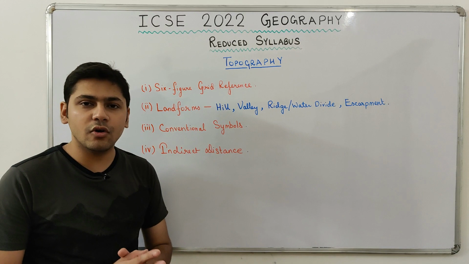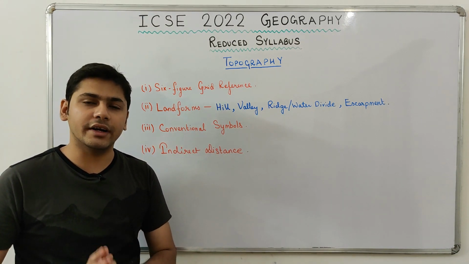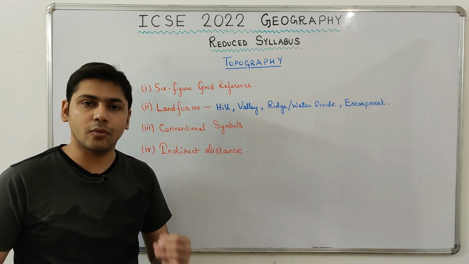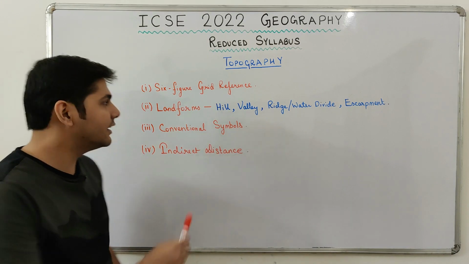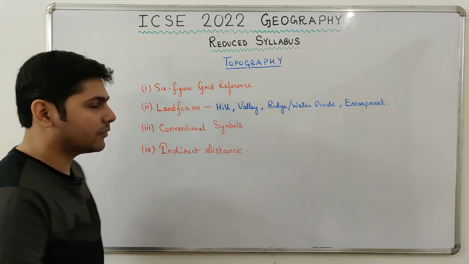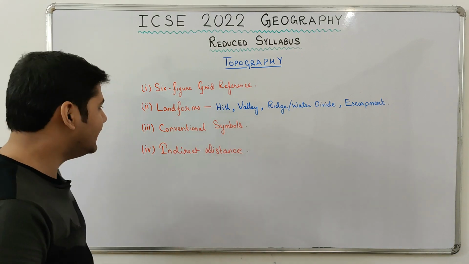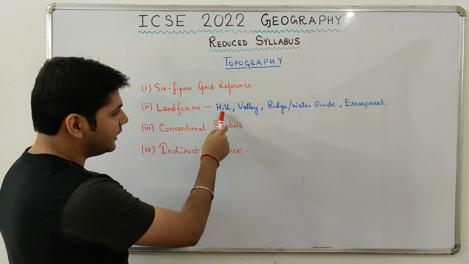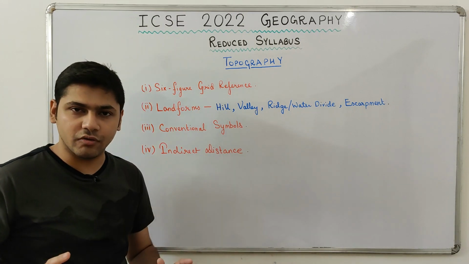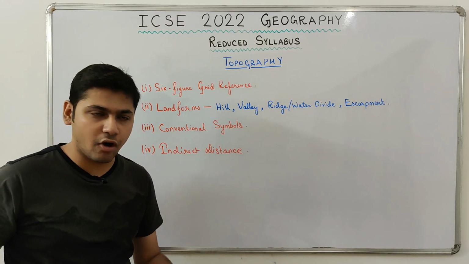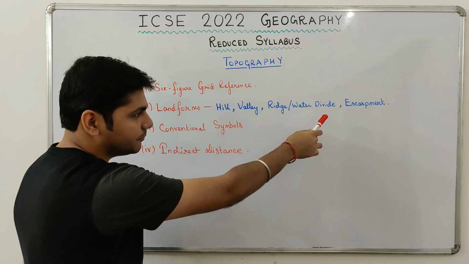For geography, we will go section by section, that is topography, map pointing and the theoretical part. We begin with topography. From topography, the first thing that has been removed is 6-figure grid reference. So you don't have to study 6-figure grid reference. Secondly, from landforms, hill, valley, ridge or water divide and escarpment have been removed. So you don't have to study the landforms, hill, valley, ridge or water divide and escarpment.